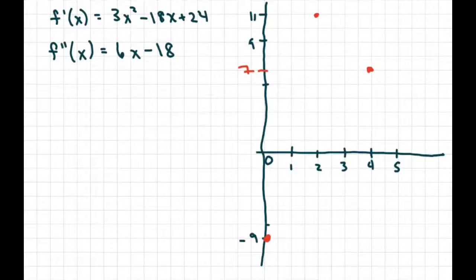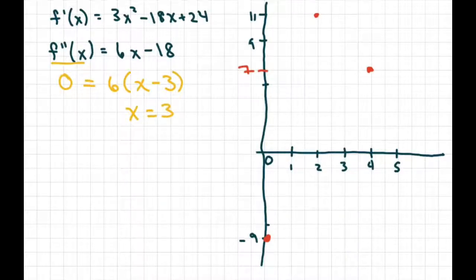So basically, we're going to set this to 0 to see if we have any stationary points. Factor out a 6. We have x minus 3. So x equals 3. And don't forget, your second derivative is how the gradient changes. That's going to give you your inflection point. So at 3, we want to know what's going on at 3, where it equals 0 for the slope.